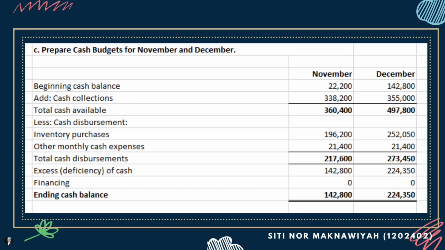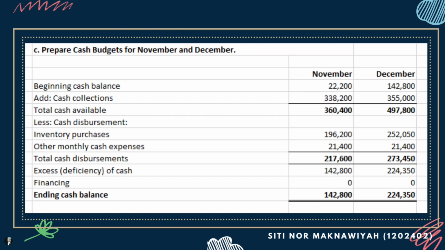The next step is to find the excess or deficiency of cash for November. We do this by subtracting the total cash disbursement from the total cash available. Once we subtract those amounts, we get the excess or deficiency of cash. The next step is to minus financing. November reported zero financing. So if we minus financing from the excess or deficiency of cash for November, we get the ending cash balance for November, which is 142,800 ringgit.